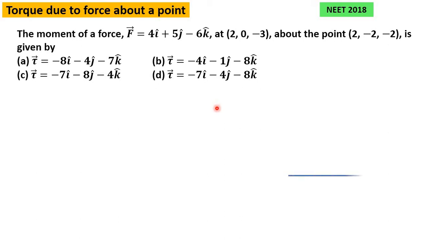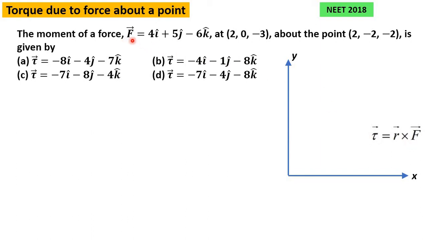Now, let us draw the coordinate system. X-axis, y-axis, and z-axis is not visible in this diagram. We have been asked what is the torque. We know that the formula for torque is R cross F. Now what is the F here?